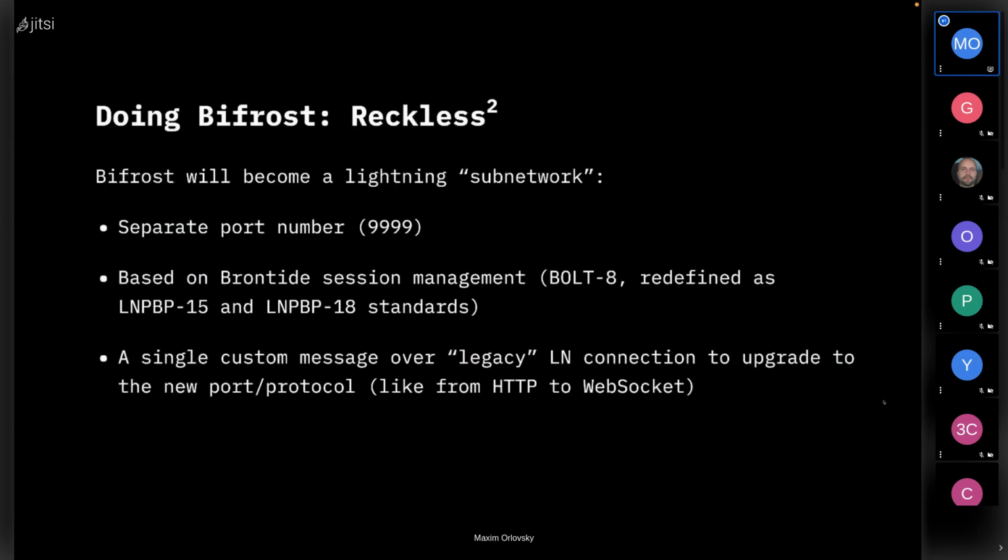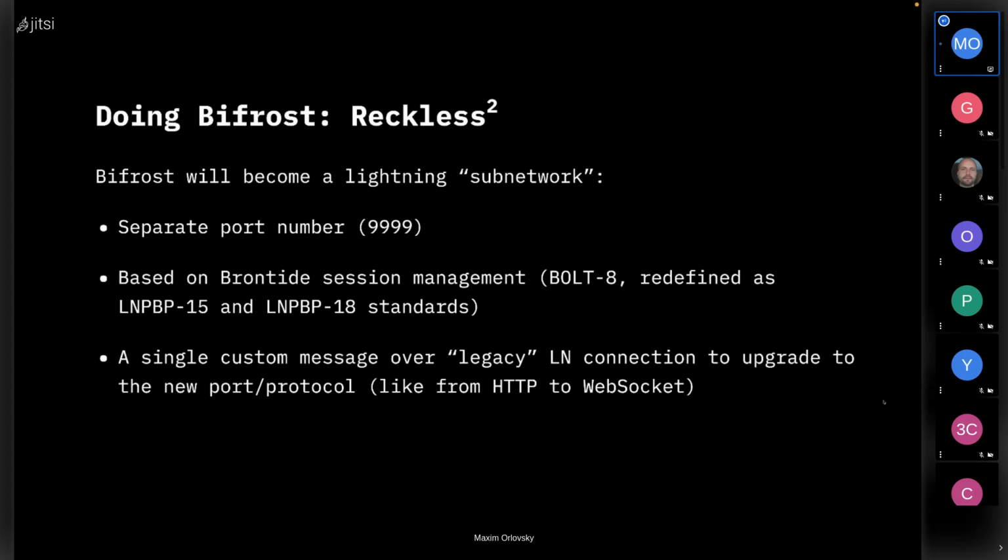And the way we will put it into the Lightning Network is that we will create a new sub-network of the Lightning Network operating on a different port number, let's say 9999. And it will still leverage the part of existing Bolt standards specific to the session management, which is Bolt 8. And we have split Bolt 8 into two standards, defining the encoding and encryption based on Noise HK and the message format.